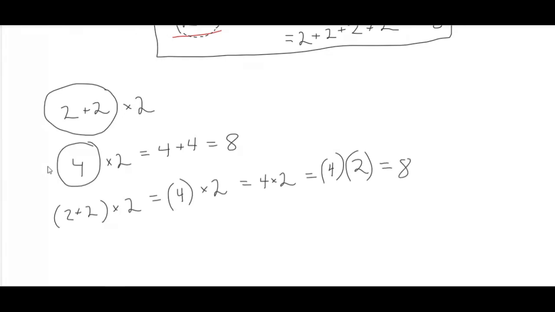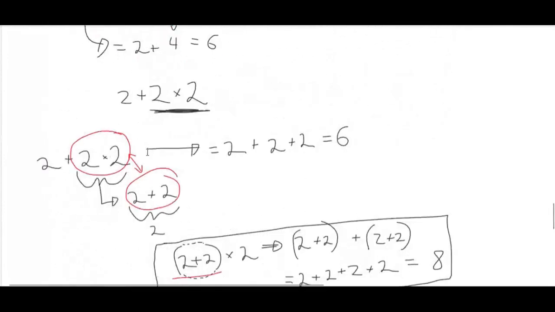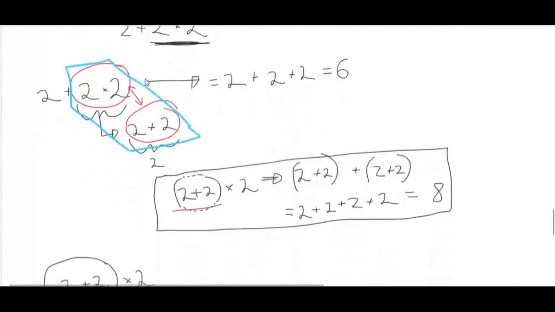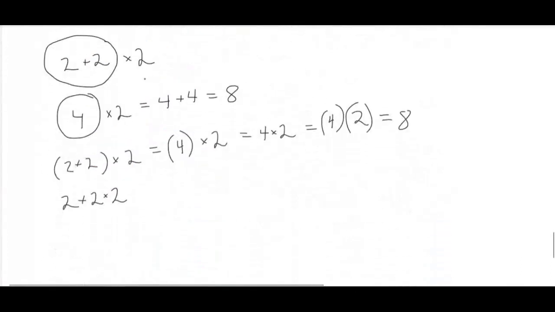And that means 8. Without that bubble there, if you just have 2 plus 2 times 2, you have to do the multiplication first, right? Like we saw up here, because when you convert multiplication to the addition that it means, this just means 2 plus 2. Okay, so we have to do the multiplication first, and we have 2 plus 4, which equals 6, okay?